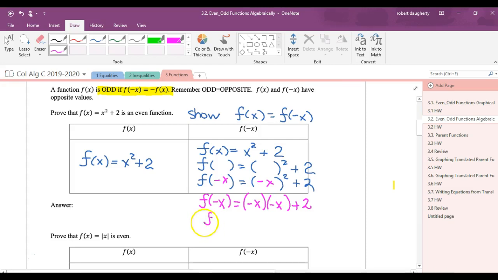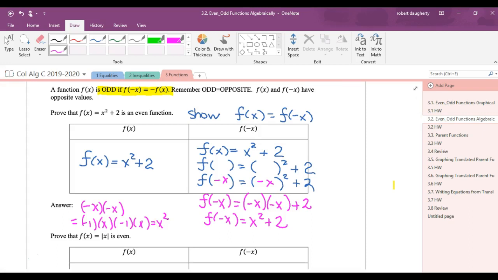So this tells me that f of negative x is equal to x squared plus 2, because negative x times negative x equals x squared. What I did there was, negative x times negative x is negative 1 times x times negative 1 times x. Negative 1 times negative 1 is 1. x times x is x squared. So negative x squared is the same as x squared.